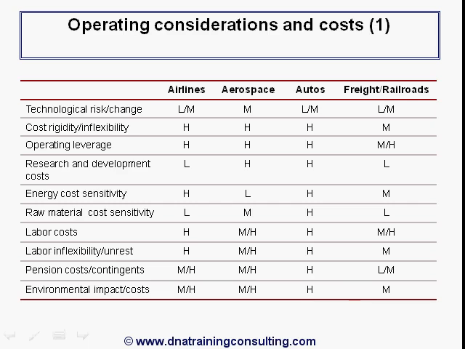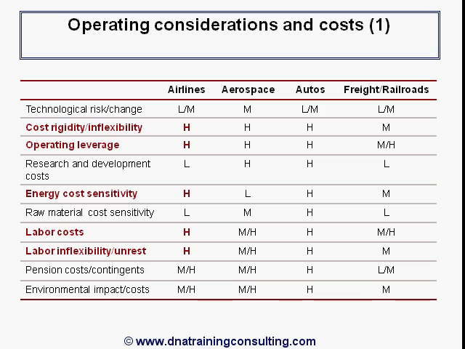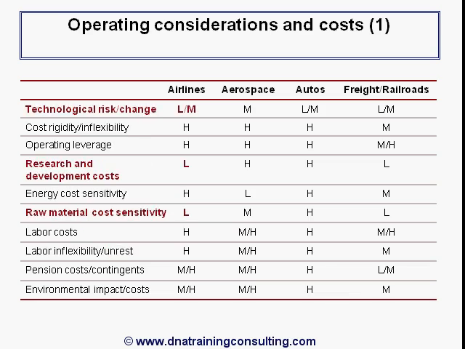We break down the third part of the table, addressing operating considerations and costs, into 2 subparts due to space considerations. You will note in this first subpart the high ranking for cost rigidity, operating leverage, energy cost sensitivity, labor costs, and labor inflexibility, many of which we have commented upon already in Chapter 1. You will also note the low or low to medium exposure to technological risk, research and development costs, and raw material cost sensitivity.